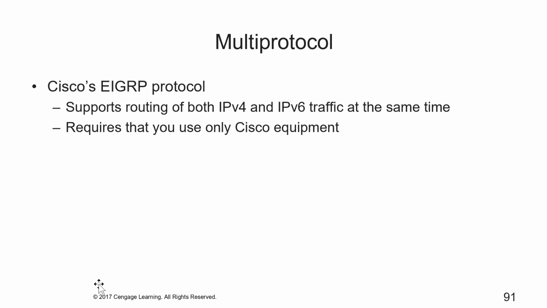So, multi-protocol: Cisco's EIGRP protocol can support the routing of both IPv4 and IPv6 traffic at the same time. So it can conserve a lot of resources in some cases, but it does require that you only use Cisco equipment.